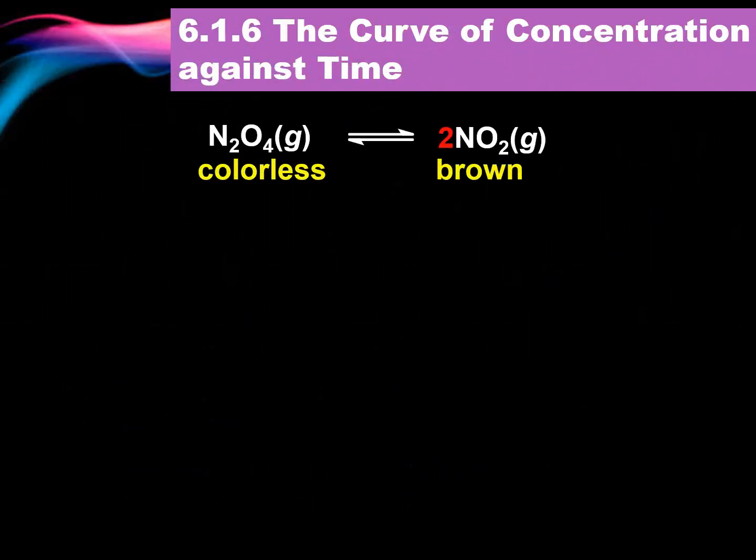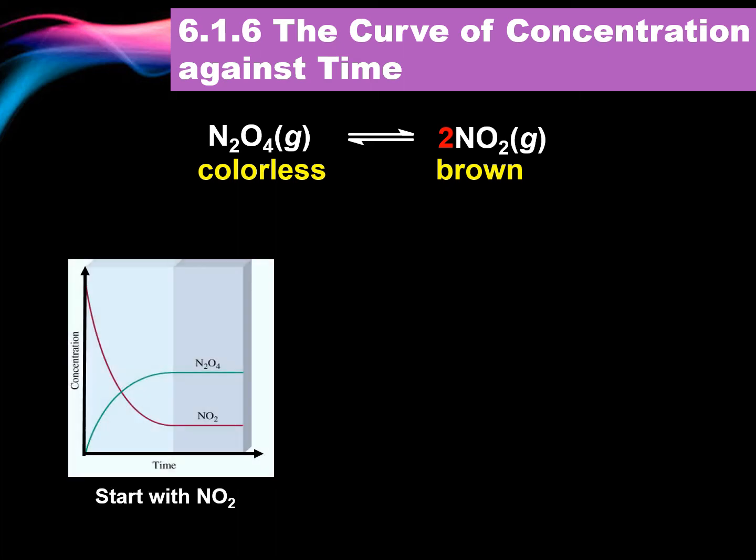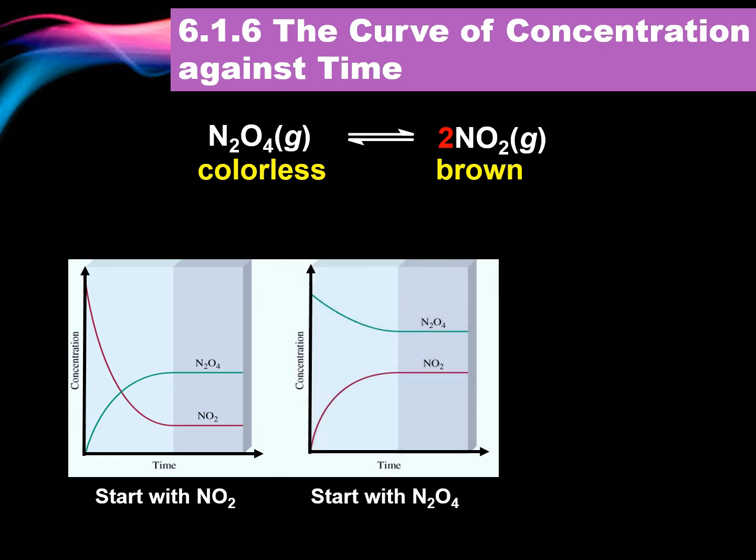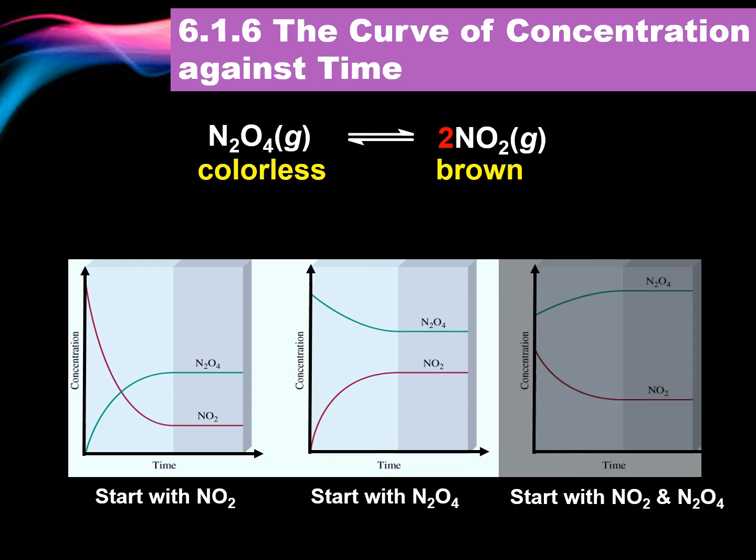By referring to the same example of reversible reaction, we can have three different kinds of concentration against time curves. The first one is when the reaction starts with the product NO2. The next one is when the reaction starts with the reactant N2O4. And the last one is when both reactants and products start together.